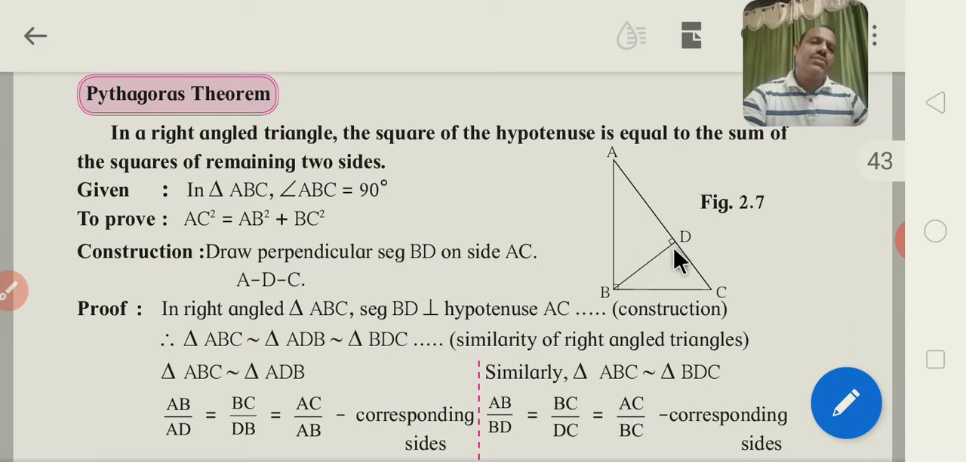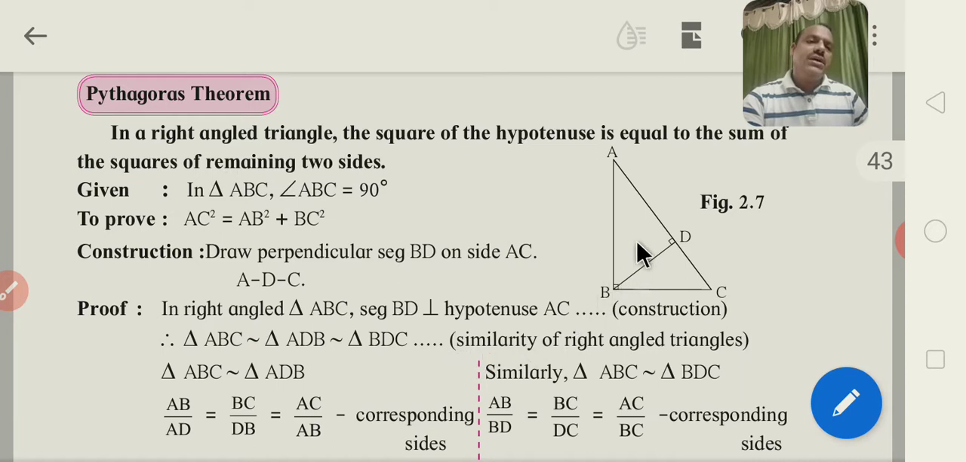Here also listen carefully. Point D shows the right angle, meaning BD is the perpendicular segment. Then proof: in right angle triangle ABC, BD is perpendicular to the hypotenuse AC. Then by the similarity of right angle triangles, a property discussed in the last lecture, student, triangle ABC is similar to triangle ADB and similar to triangle BDC.